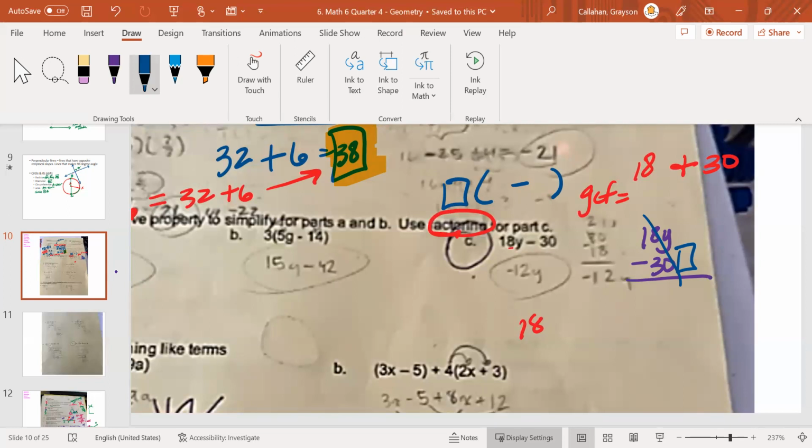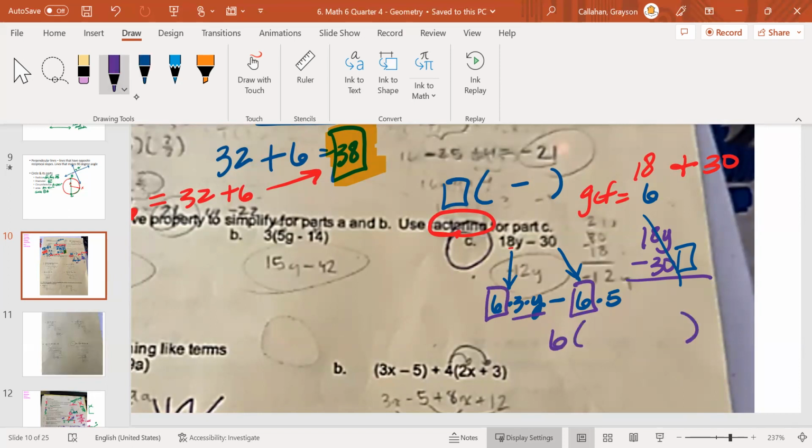The number that goes into 18 and 30 is going to be 6. So if I break this down, it's 6 times 3 times y minus the 30, 6 times 5. Do you see that? So then what do they have in common? They have 6 in common. So if I take 6 out, what goes back in? 3y minus 5. This right here is your answer. It's the opposite of distributive property. Do you see that? You need to practice with this one. So go over this video again on your own.